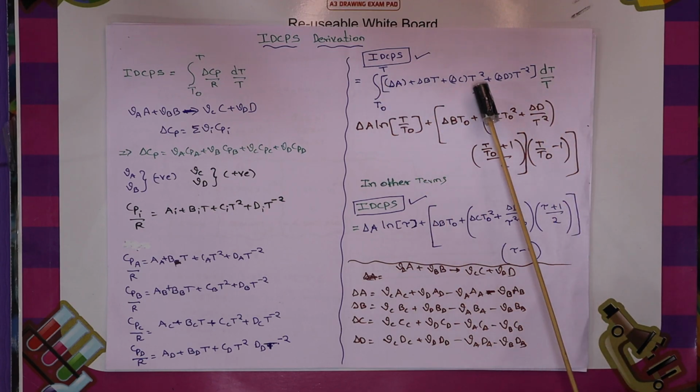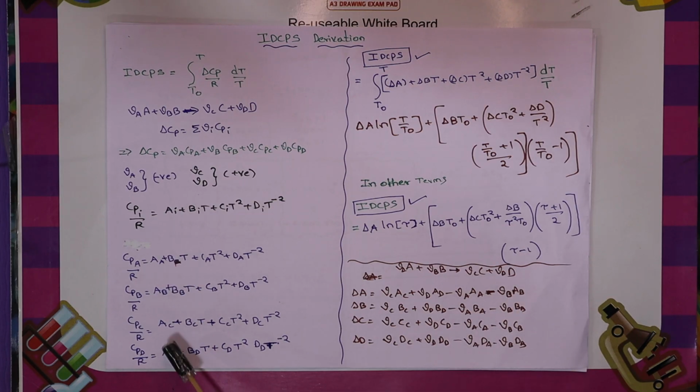What are delta A, delta B, delta C, delta D? Here delta A is equal to VC into AC plus VD into AD minus VA into AA plus VB into AB. So AA, AB, AC, AD, this particular information is clubbed in delta A. BA, BB, BC, BD are the information about delta B. CA, CB, CC, CD are the information about delta C. DA, DB, DC, DD are the information about delta D.